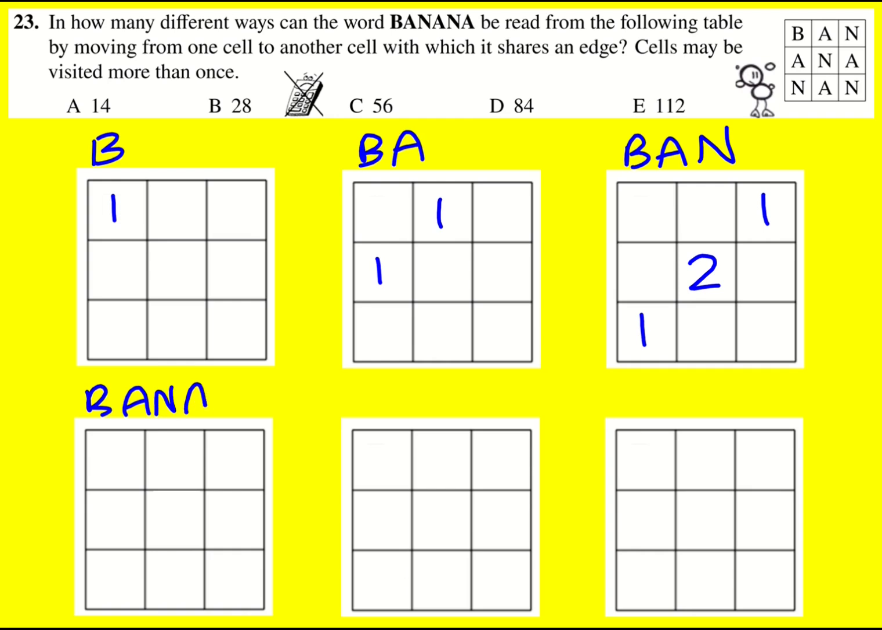So B-A-N-A. Right, now to get an A, this is an A here, so there's going to be three ways. I could get this A here, another three. This one down here, three, and three. Nice. So far, 12 ways of getting BANA. Keep going.